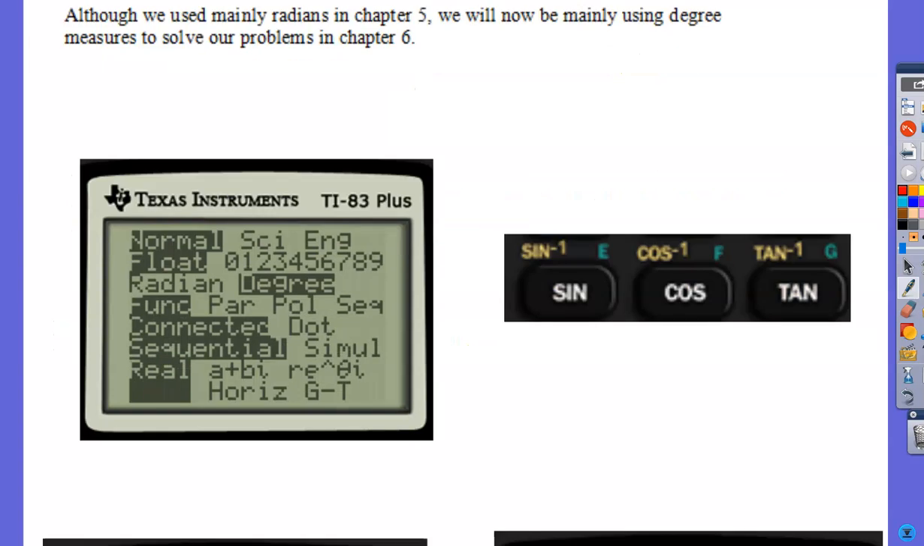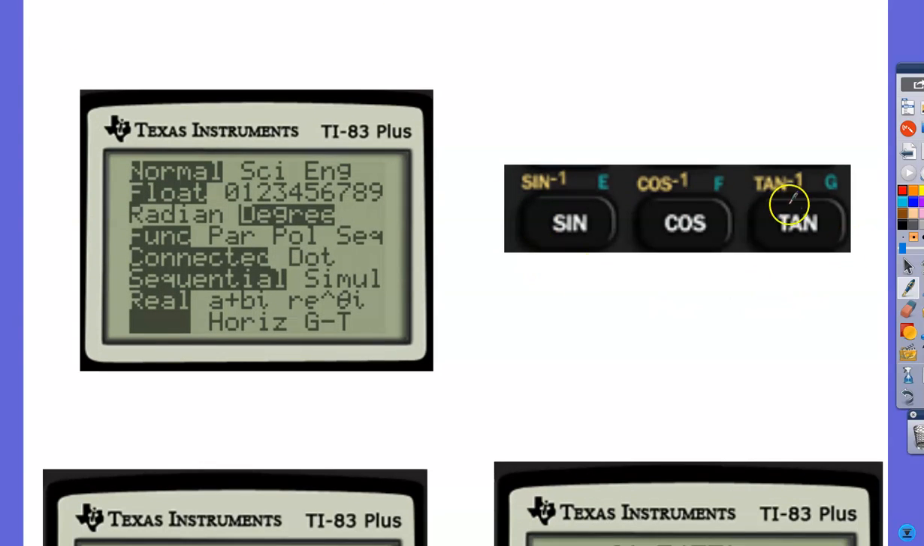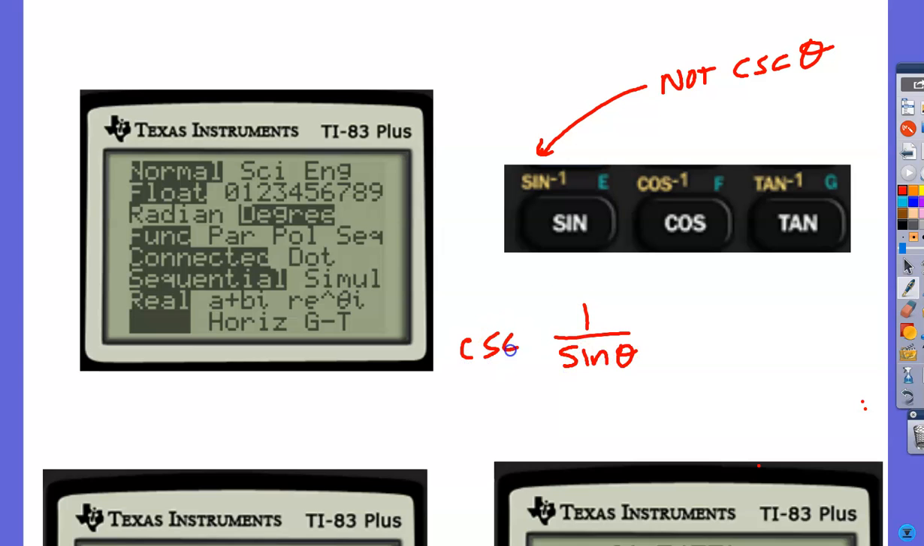Okay, so first of all, you should know your functions for sine, cos, and tan. Now, this is not cosecant, guys. This is sine inverse. That's very different. So you do need to realize if you want to do cosecant, you have to do 1 over the sine button. That's cosecant. So just note to self, these are two different things.